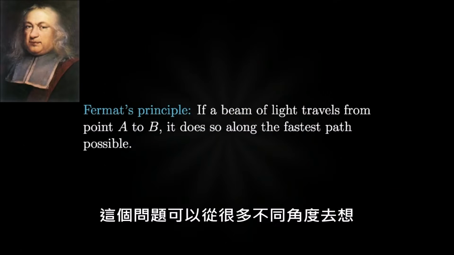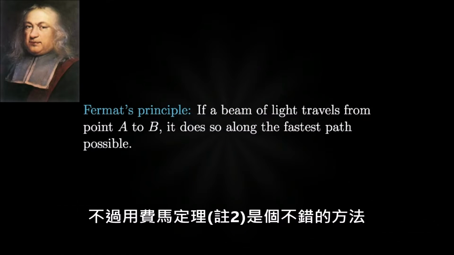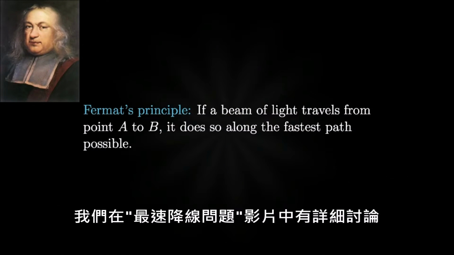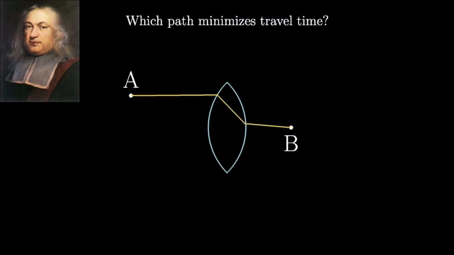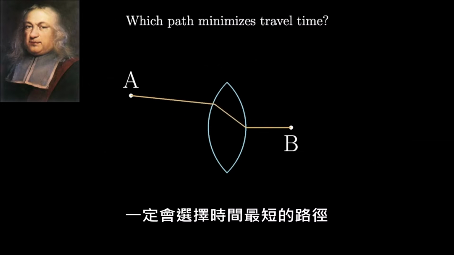There are many ways that you can think about this, but a pretty neat one is to use Fermat's principle. We talked about this in detail in the brachistochrone video, but in short, it tells you that if light goes from some point to another, it will always do it in the fastest way possible.